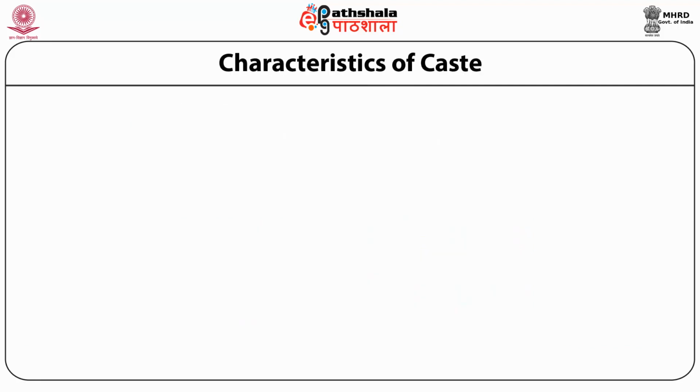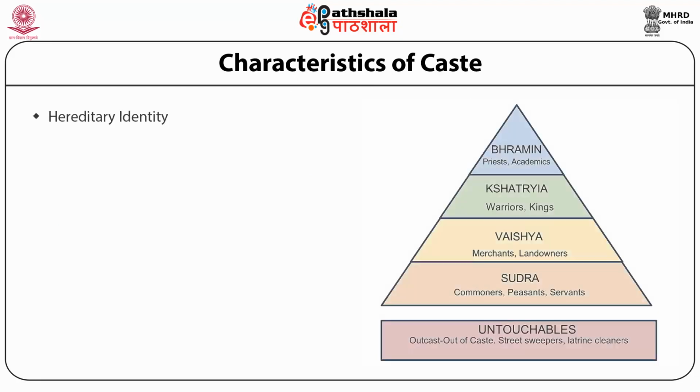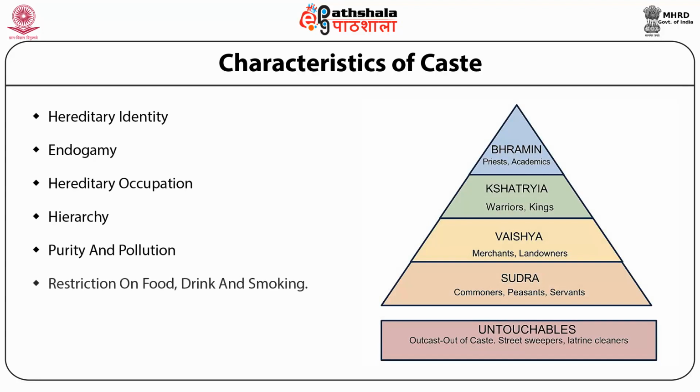Characteristics of caste. These are the following characteristics, namely hereditary identity, endogamy, hereditary occupation, hierarchy, purity and pollution, restriction on food, drink and smoking, distinction in customs, dress and speech, and rules of avoidance. Hereditary identity: an individual born to a particular caste is not allowed to move up and down along the social order. This means that an individual cannot escape from his or her caste identity.